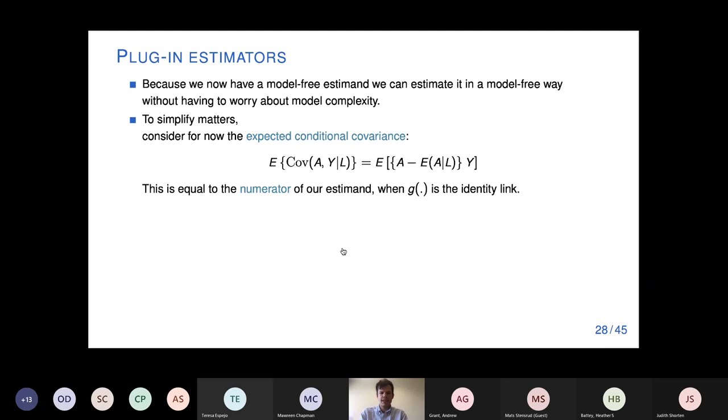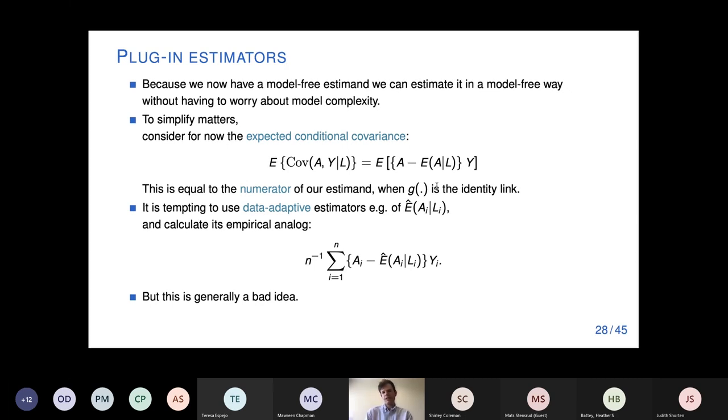Okay, so Stan has really given some detail on how we can construct a model-free estimand. The next question naturally is, how can we go about estimating this from a given data set? So in order to simplify the discussion that follows, I'm going to focus on this estimand, the expected conditional covariance that's given on the slide. So this is actually very closely related to our chosen estimand. It's equal to the numerator of our estimand when G, this link function, is the identity link.